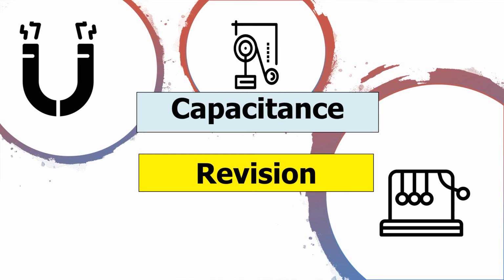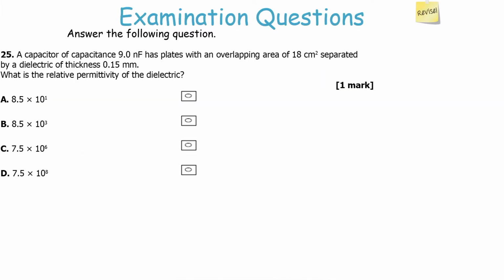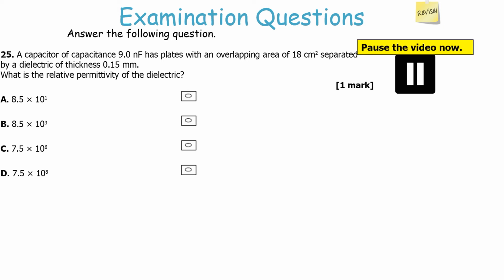We're now going to look at a few questions regarding capacitance. So, a capacitor of capacitance 9 nanofarads has plates with overlapping areas of 18 centimeters cubed separated by a dielectric of thickness 0.15 millimeters. What is the relative permittivity of the dielectric? So pause the video now, then unpause the video when you want to go through the answers.